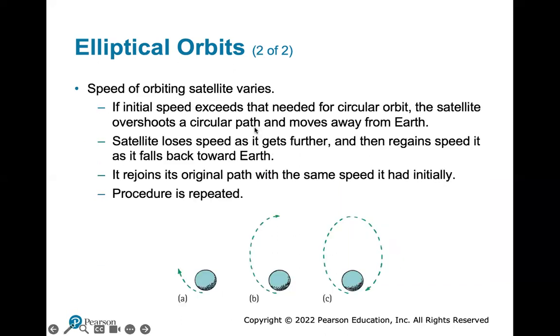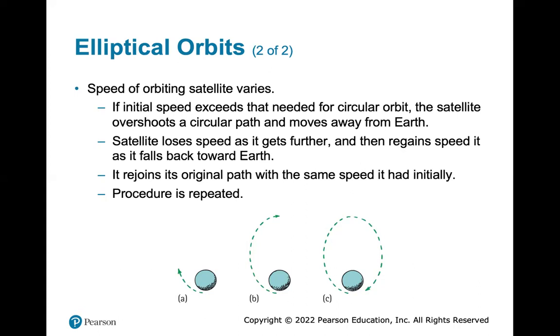The speed of an orbiting satellite varies. If initial speed exceeds that needed for a circular orbit, that is 8 kilometers per second, the satellite overshoots the circular path and moves away from the Earth. The satellite loses speed as it gets further and then regains speed as it falls back toward the Earth. It rejoins its original path with the same speed it had initially. The procedure is repeated.